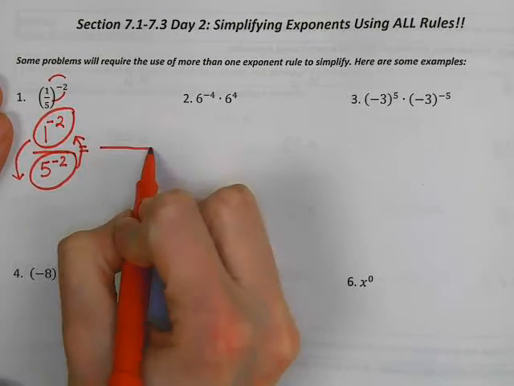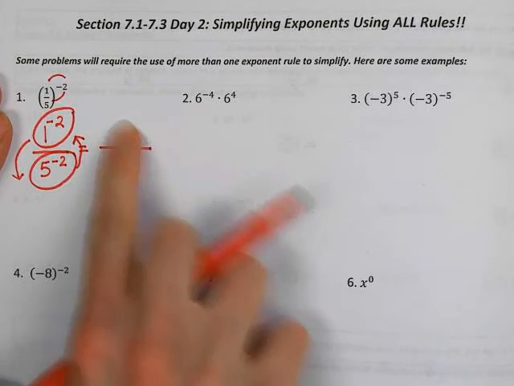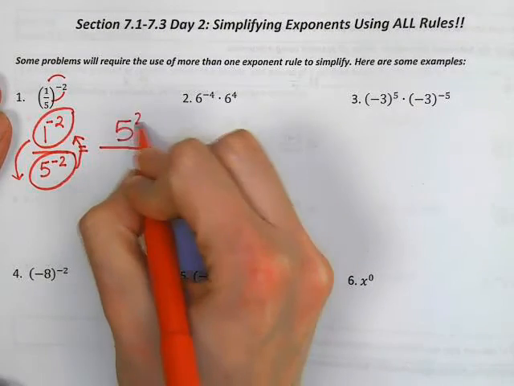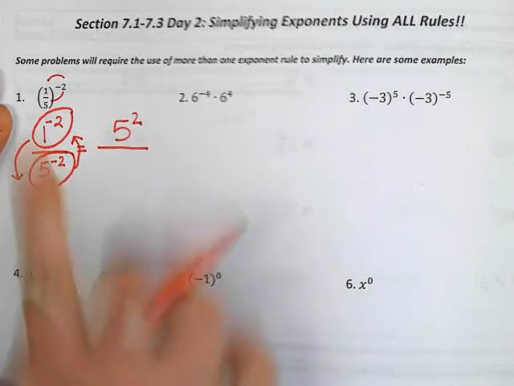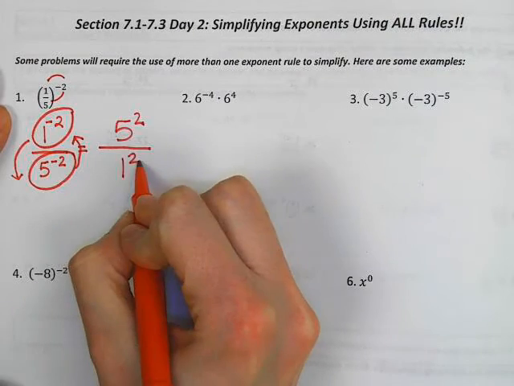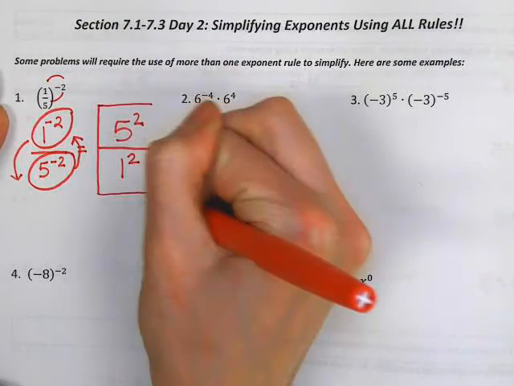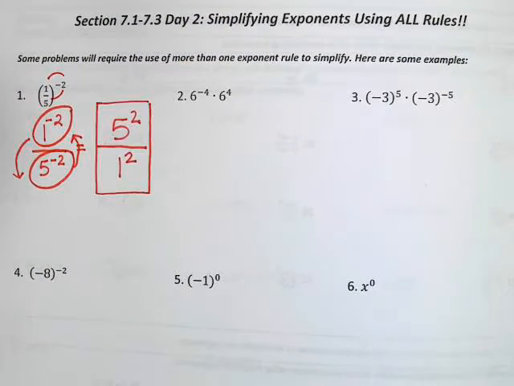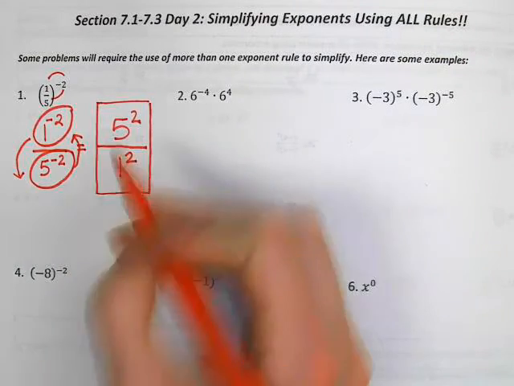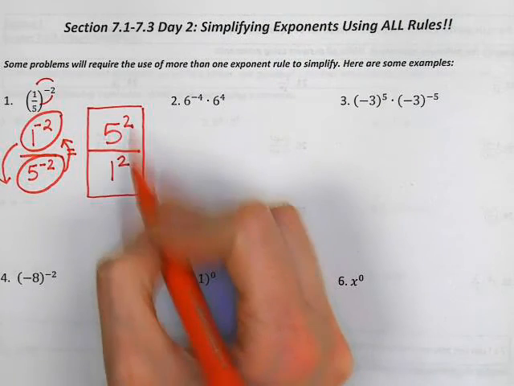So on top now, we have 5 to the positive 2. And on bottom, we have 1 to the positive 2. And we actually don't want you guys to get the answer. We just want you to write it in this form. I know the answer is 25 over 1, but we want you to just leave it like this.